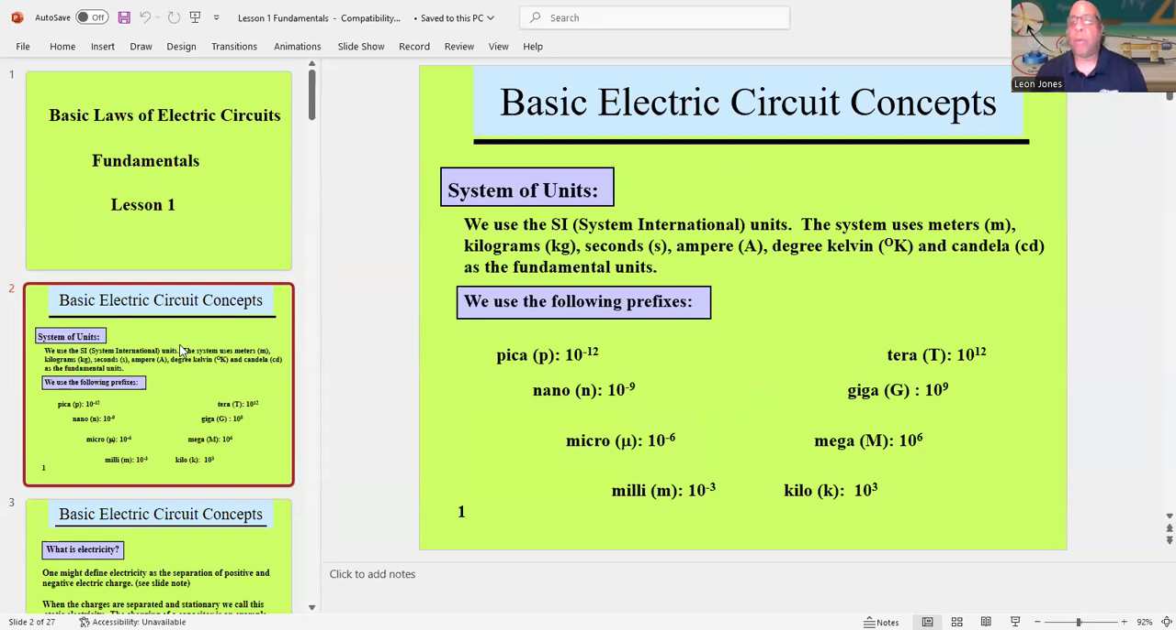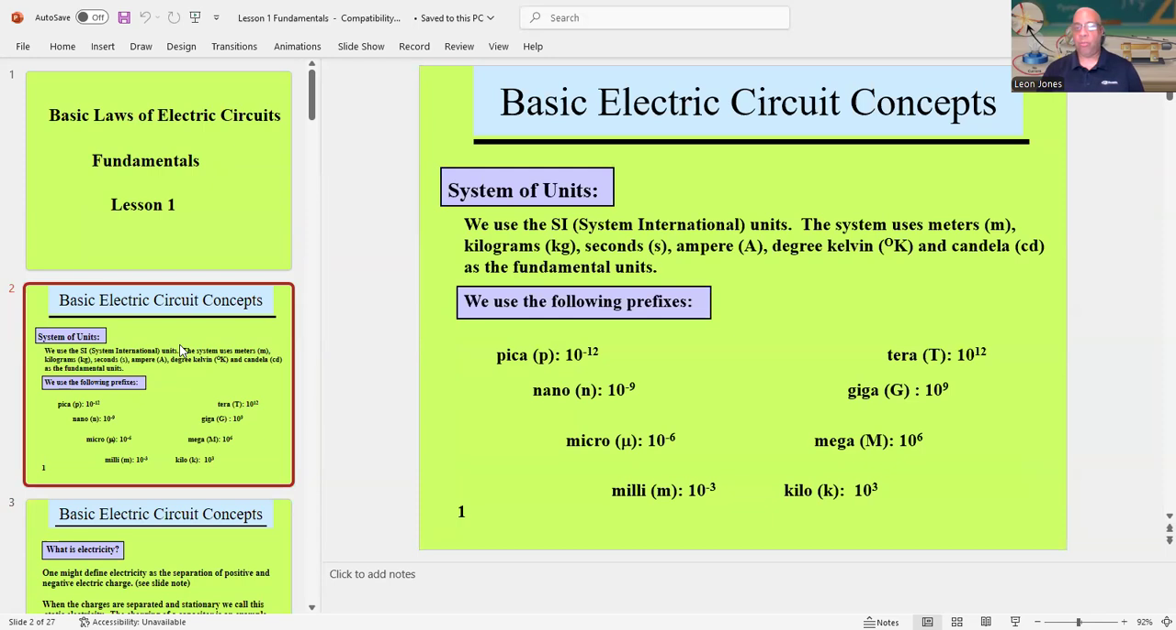When I took courses in college, we had some English units, but a lot of the units were in SI units. I'm talking about meters, kilograms, seconds, amperes, degrees Kelvin, and candela as the fundamental units.